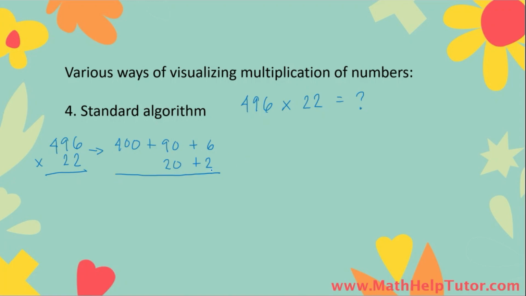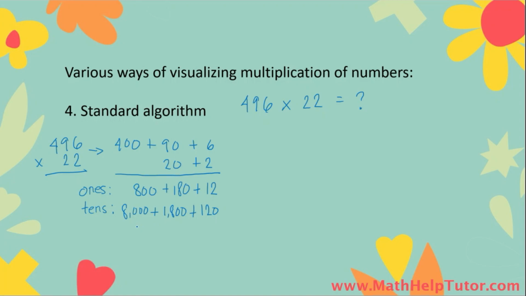So for the ones place, 6 times 2 is 12, 90 times 2 is 180, and 400 times 2 is 800. Now we're done with the ones place. Let's do the tens place. So let's have 6 times 20, which is 120, and then we do 90 times 20, which is 1800, and then we do 400 times 20, which is 8000.